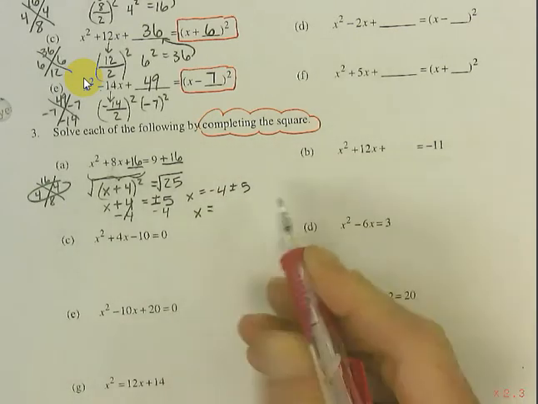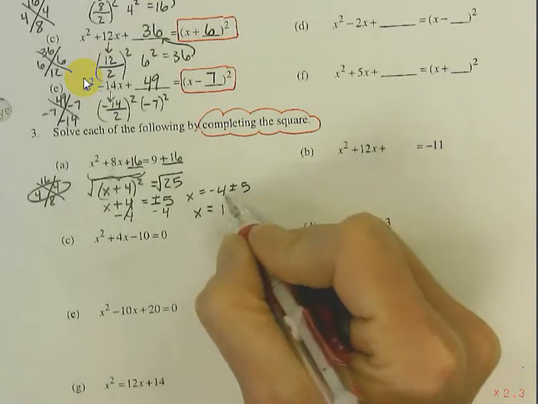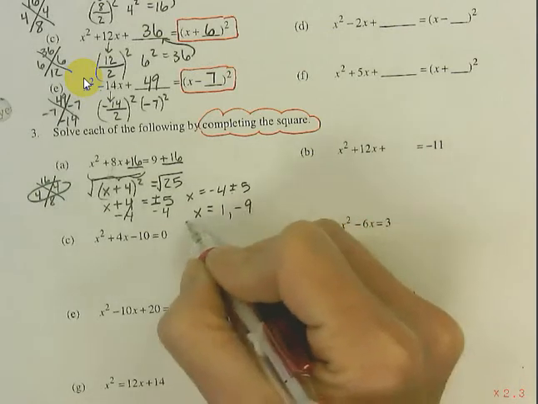And I can simplify the solution to negative 4 plus 5, which is 1. Negative 4 minus 5, which is negative 9. And you're done.